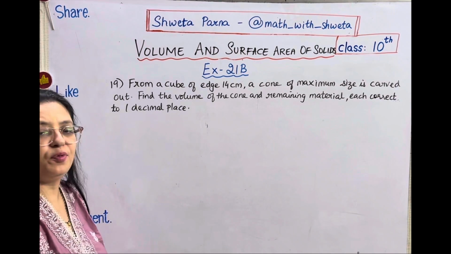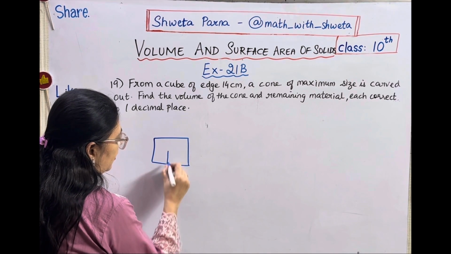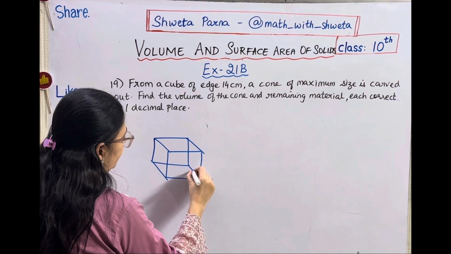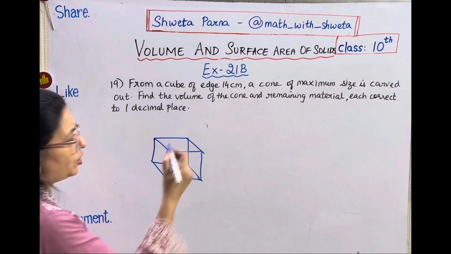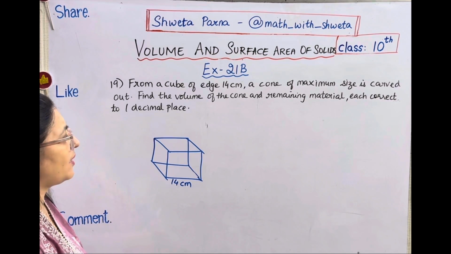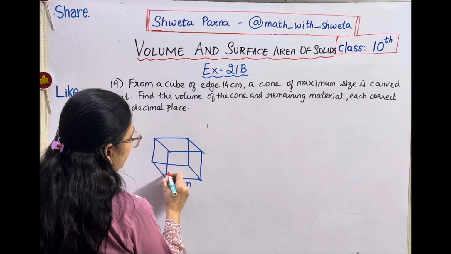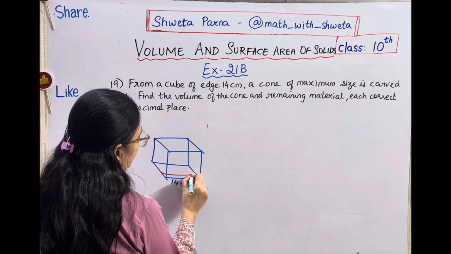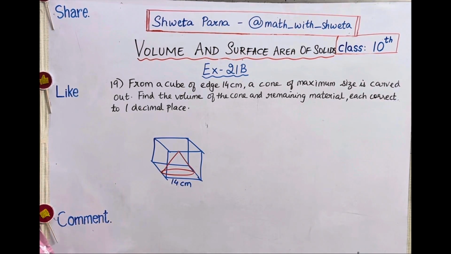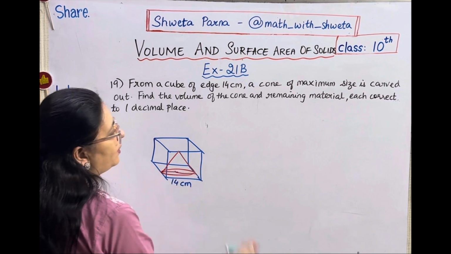From a cube of edge 14 centimeter. What is a cube? It is a square box. And the edge means side, it is 14 centimeter. A cone of maximum size is carved out from this. So the radius would be half of that, the diameter would be 14 centimeter.